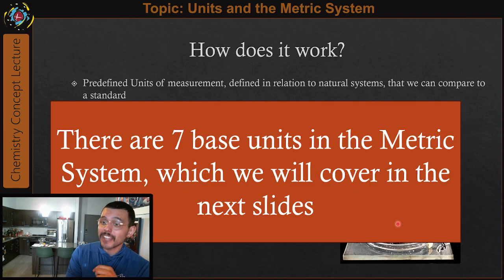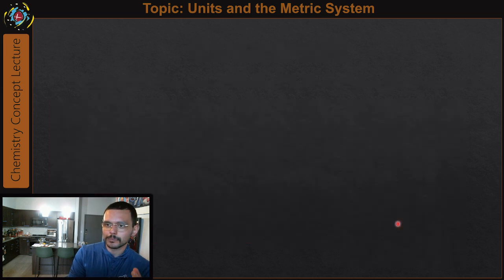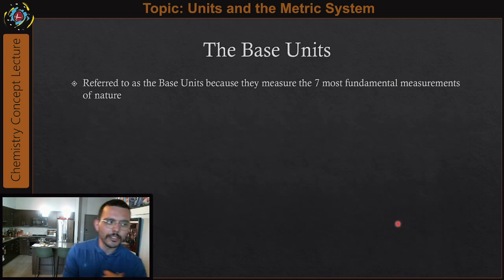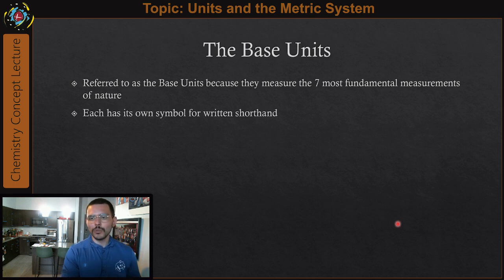There are a total of 7 base units in the metric system, which we'll cover in the next slides. They are referred to as the base units because they measure the 7 most fundamental measurements of nature, as in the 7 most basic things. Each unit has its own symbol for written shorthand so that you can write it and people will understand.